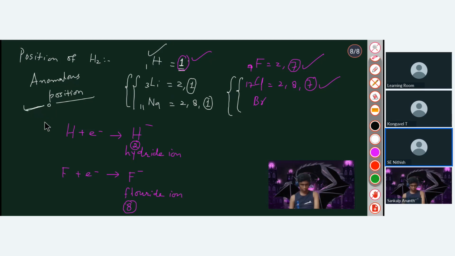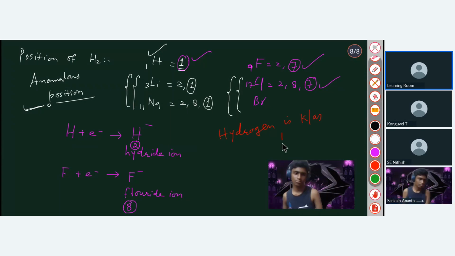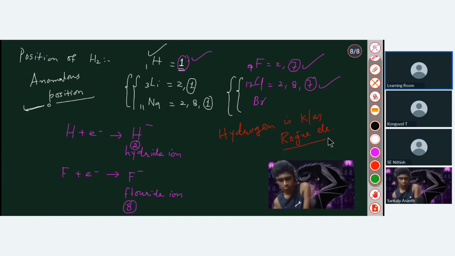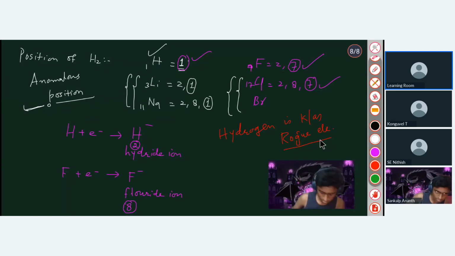I have also told you a term. Do you remember this term? I have told you that hydrogen is known as a rogue element. Rogue means it has anomalous position. It resembles the alkali metals, it resembles the halogens, and it also differs from the alkali metals and also from the halogens. So that's why it's called a rogue element.